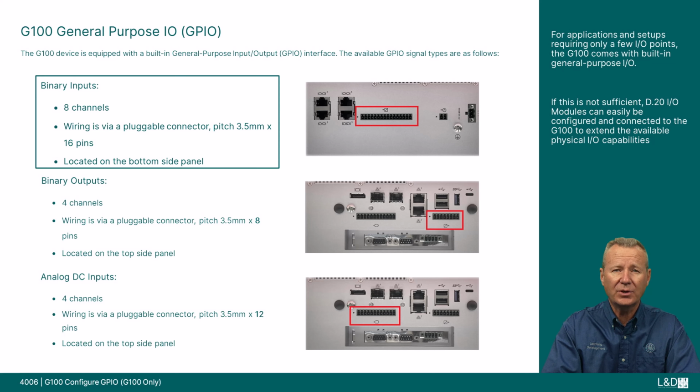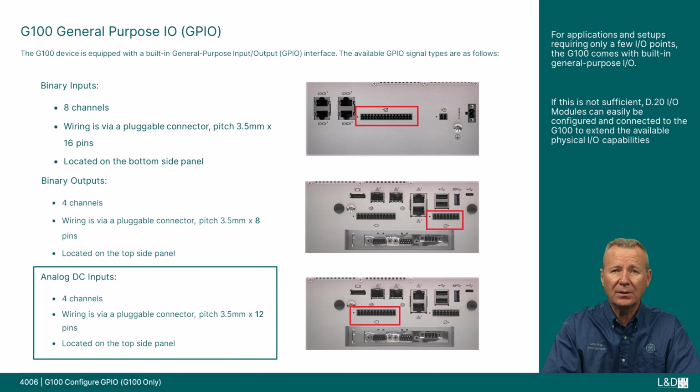Binary inputs, 8 channels. DI wiring is via a pluggable connector, pitch 3.5 mm x 16 pins, located on the bottom side panel. Binary outputs, 4 channels. DO wiring is via a pluggable connector, pitch 3.5 mm x 8 pins, located on the top side panel. Analog DC inputs, 4 channels. AI wiring is via a pluggable connector, pitch 3.5 mm x 12 pins, located on the top side panel.